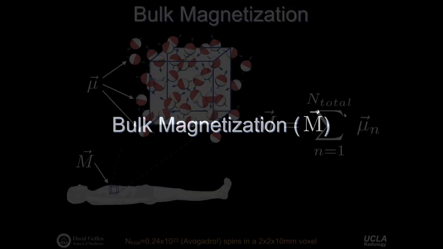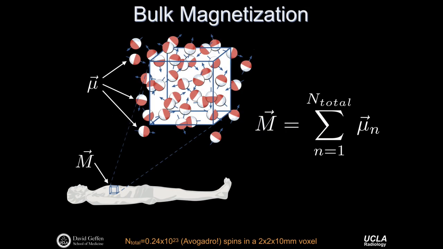We'll now turn to describing the so-called bulk magnetization. The bulk magnetization just refers to the idea that any imaging voxel or small volume, if you will, contains billions and billions of water molecules and hydrogen nuclei. And while we refer to each of the individual hydrogen nuclei as a so-called magnetic dipole, the ensemble behavior of billions and billions of these magnetic dipoles is referred to as the so-called bulk magnetization.